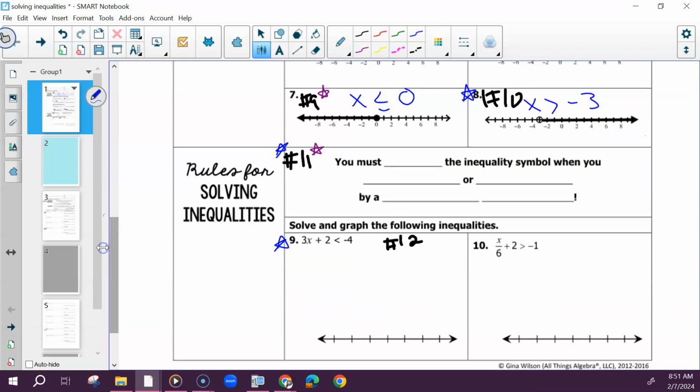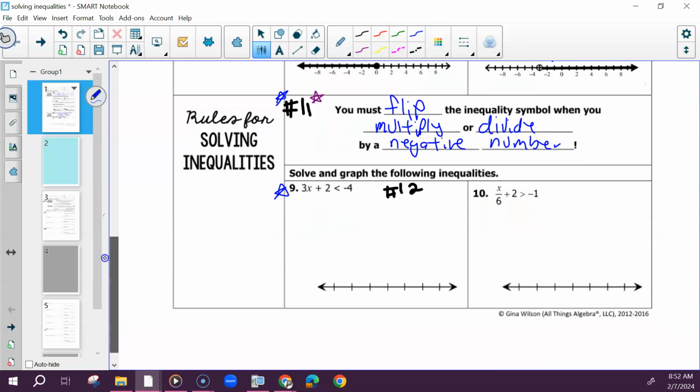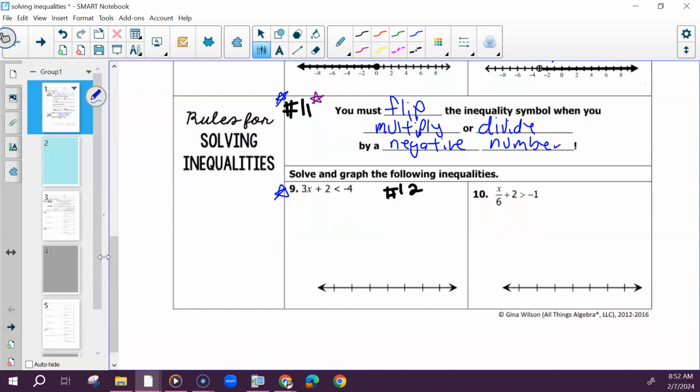Now we're going to get into the solving piece. Another rule we need for solving inequalities: you must flip the inequality symbol when you multiply or divide by a negative number. So I'm going to give you a couple examples.